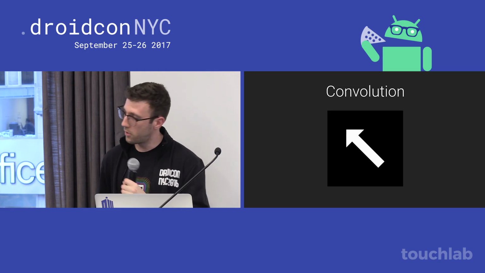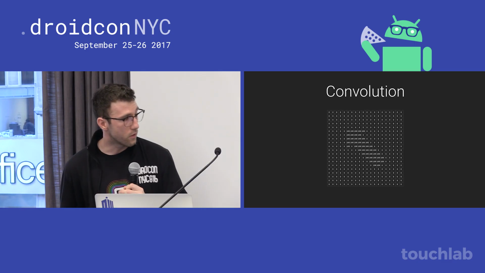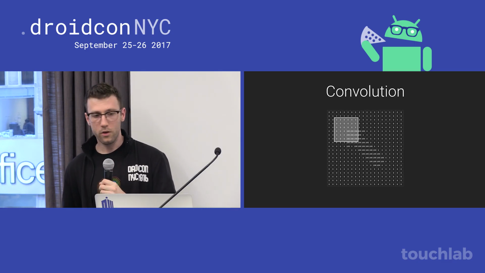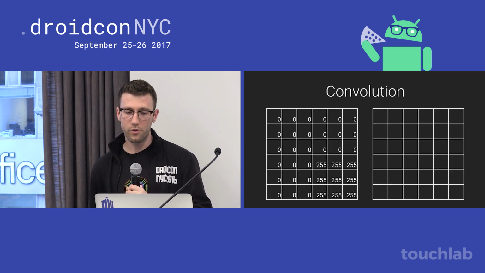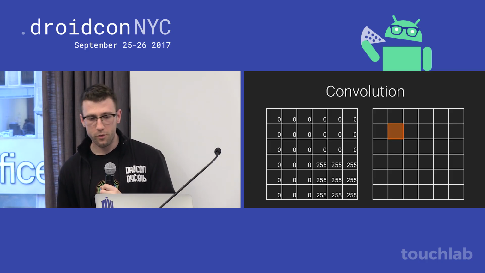So here's an example image. It's a white arrow. And this is what it looks like on the luminance channel. And we'll take a look at the corner of the arrow here because it's interesting. So to detect edges, we're going to need somewhere to store our output. So we're going to create a new structure that's the size of the image. And let's start with this pixel right here.